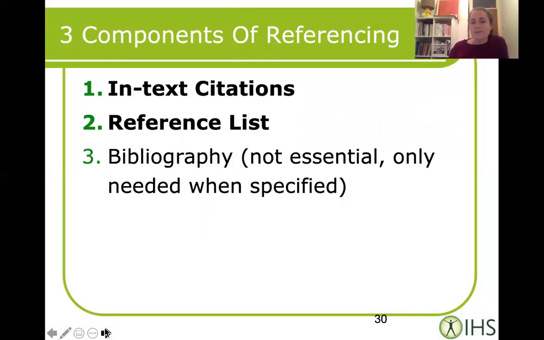And components of referencing, there's kind of three components, but the two that we really focus on are in-text citations and a reference list. So if you haven't come from NLC and you've come straight into NT and you haven't maybe done referencing in a while, I really suggest you make sure you read PowerPoint 6 to see what is an in-text citation and what's required within a reference list.